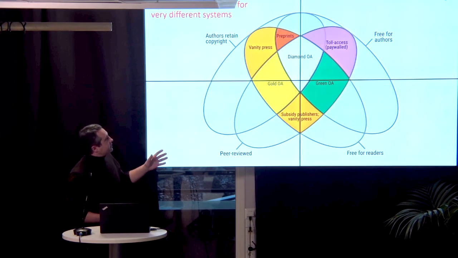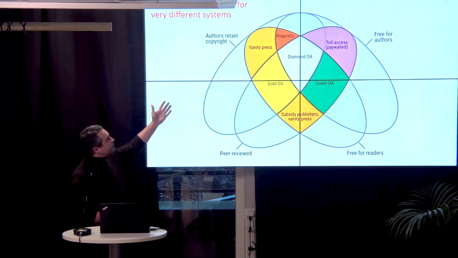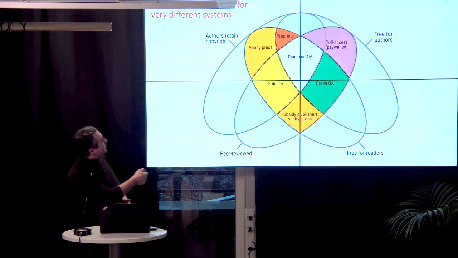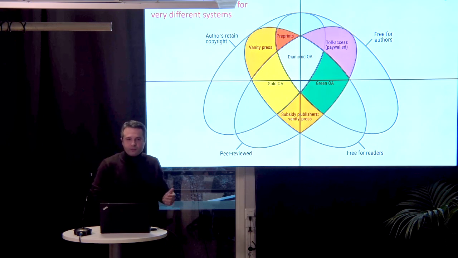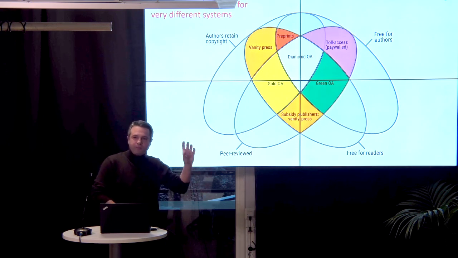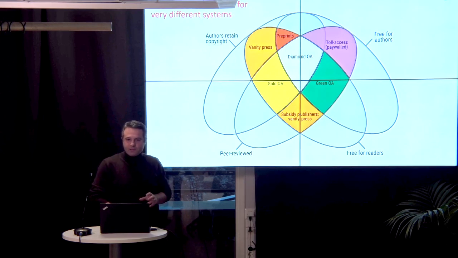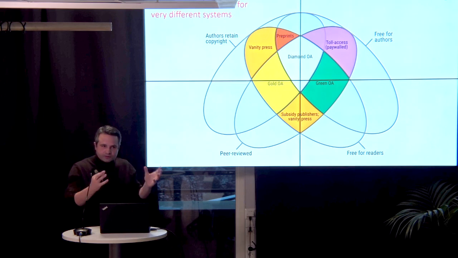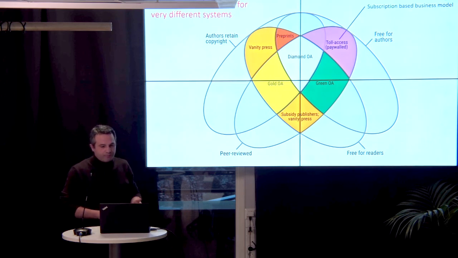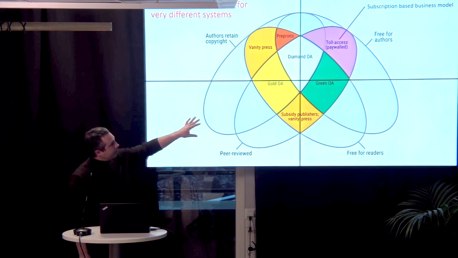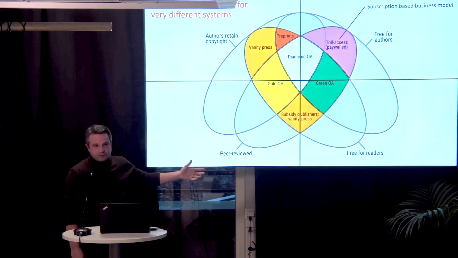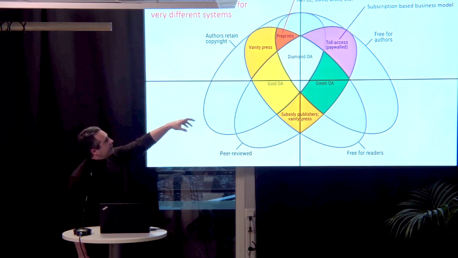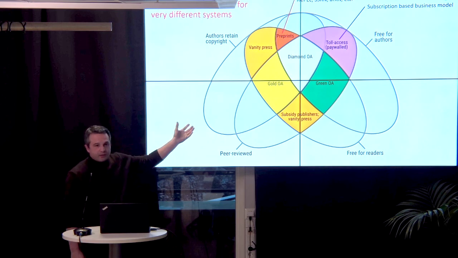Let's consider four characteristics: whether the authors retain the copyrights, whether it's free for authors, whether it's free for readers, and whether it's peer-reviewed. If we combine these characteristics, we can identify the different arrangements that exist today. For example, the subscription-based business model occupies this space. It is free for authors, it is peer-reviewed, but it's not free for the readers. Then we have preprints, which are free for both, but they are not peer-reviewed.